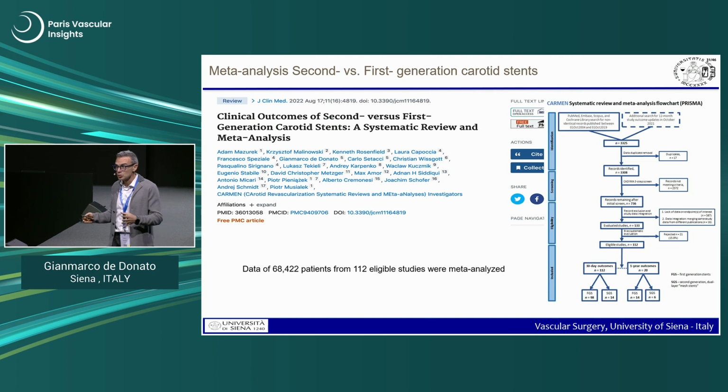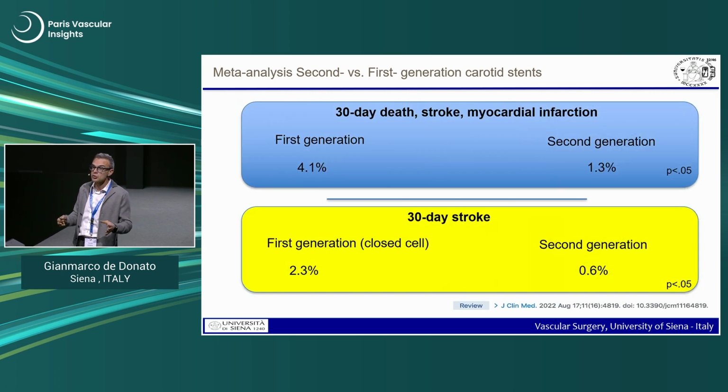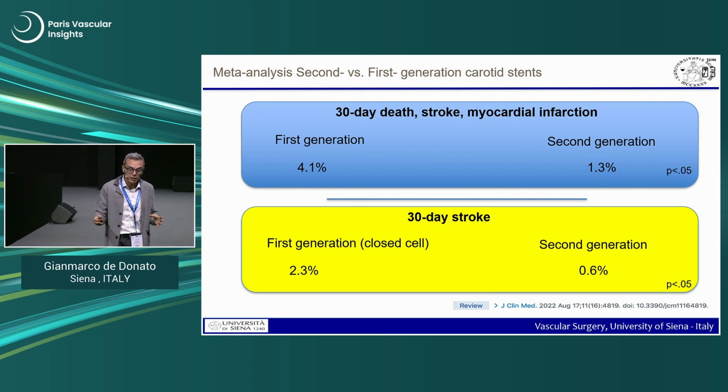And what about the new stents? We know that with the second generation stent, we have better results. This is the meta-analysis, the systematic review, together with the group of Paraskevas and Muzyalek. We compared the results of the first generation versus second generation stent. We have a better composite endpoint of death, stroke, and myocardial infarction. And even if we focus only on neurological complications, like just 30-day stroke, we have a better outcome with second generation, even in comparison to just closed cell stents from the first generation.